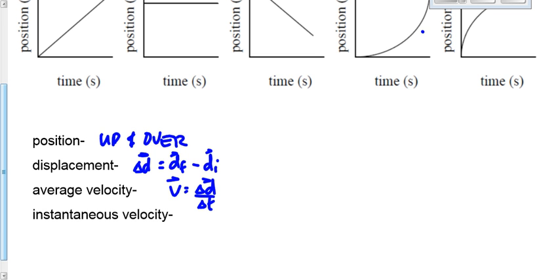The average velocity is always delta d over delta t, and if it's a single straight line, that corresponds to the same value as the slope of the graph. Finally, instantaneous velocity. The only way you can deal with instantaneous velocity right now is if it's on a perfect straight line. If it's on a curved line, you can't deal with that yet. It's coming, but you can't deal with it yet.